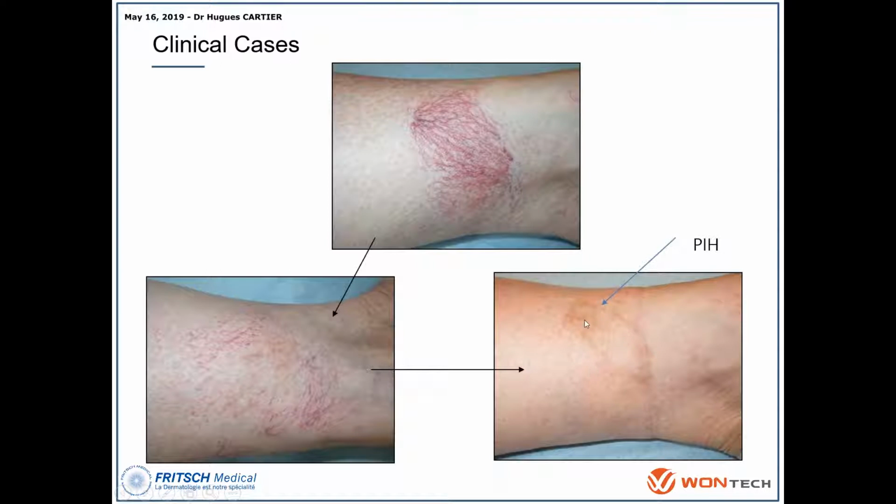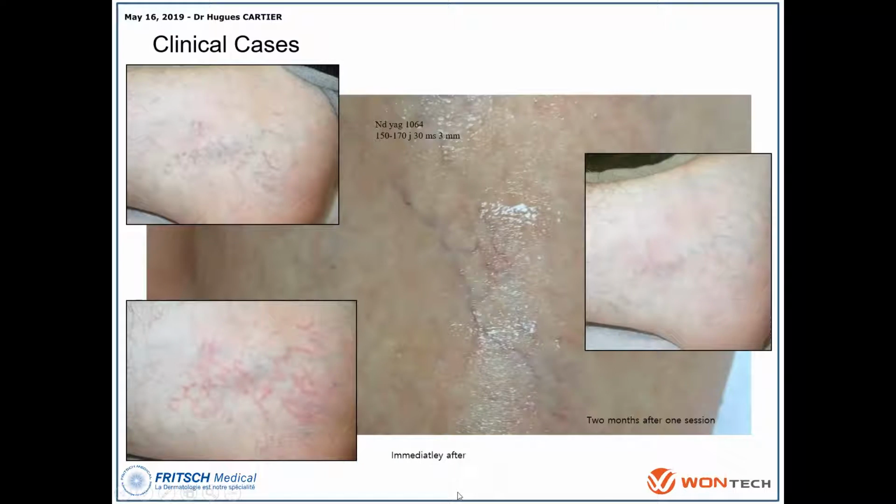Pigmentation after laser is common, also for dermatologists, but you can manage it and it doesn't take long. In maybe less than 3 months, you can reduce it with some hydroquinone cream or cortisone cream. Very easy. Another clinical case is on the ankle of the legs. You see, just after the session, you have some redness. It is common. This is normal. You have to explain it.